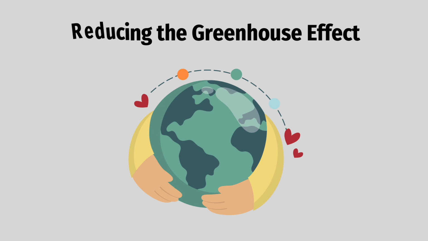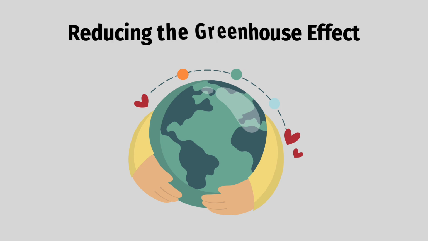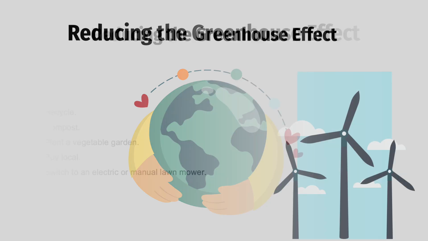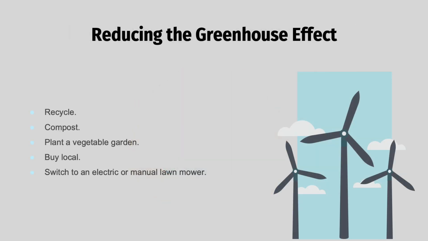As with most things that relate to the environment, what are the things we can do to reduce the greenhouse effect? To reduce the greenhouse effect, we can recycle as much as possible, create your own compost from your yard waste and fruit and vegetable leftovers, and plant your own vegetable garden. By buying local produce, you can reduce fuel costs of transporting goods. Finally, using an electric or manual lawnmower, less air pollution will be released as it will not be gas-powered.